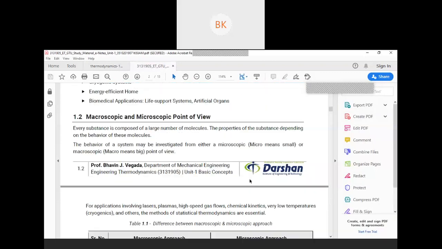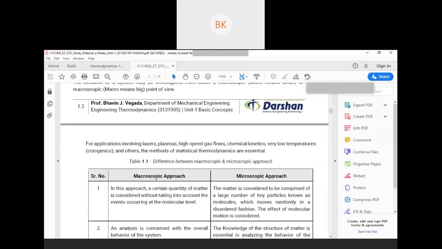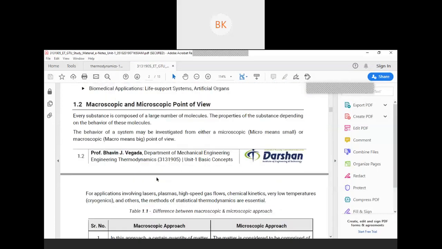Now, I think this thing we haven't seen yet. There is a macroscopic and a microscopic point of view. In thermodynamics we are considering the system. The system is nothing but the area or object which is under consideration. Whenever you are doing a thermodynamic study, two views exist. The first is called macroscopic and the second is microscopic.